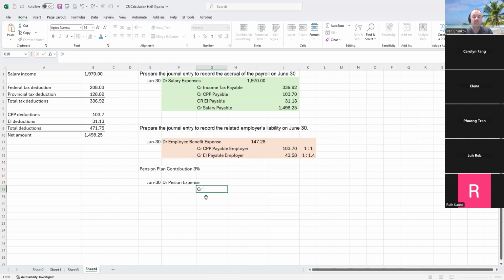Payable. Yes. Employee benefit payable. Don't forget where we are. We are in the liability chapter, so that has to be payable. This one times 0.03, and we get the amount and we're done. Make sense? Yeah. All right.